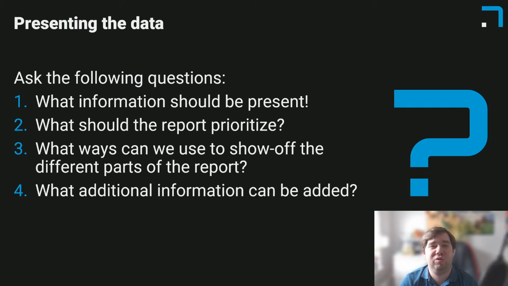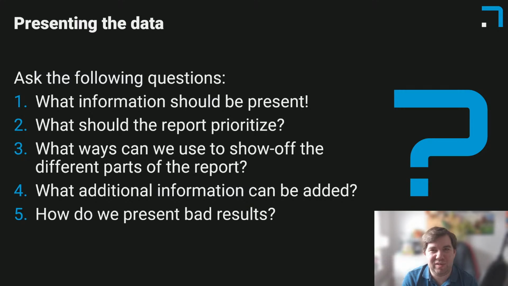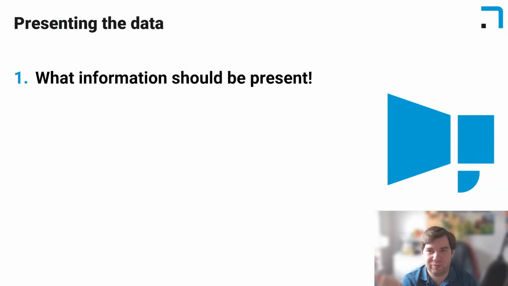Then, what additional information can be added? So I've got our main stuff, but what else is interesting to the client or to the stakeholder? What else do they want to see? And lastly, an important one, how do we present bad results? Because it may happen that we actually need to present some bad results. How do we discuss that? How do we actually show that off ourselves? So first though, what information should be present?